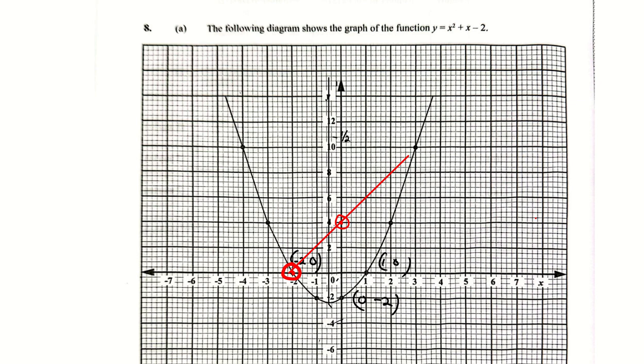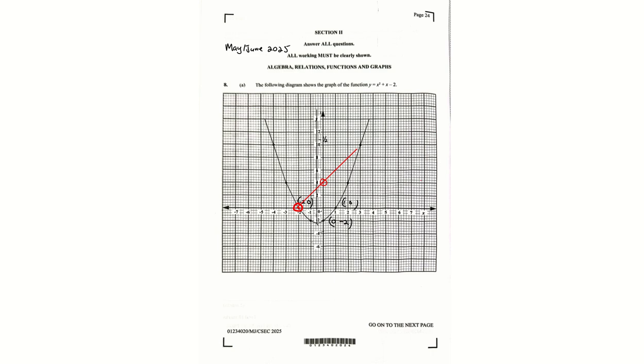And that would be the line y is equal to 2x plus 4. Let's do this in black. y is equal to 2x plus 4, right? Using the graph, determine the solution of the pair of simultaneous equations.